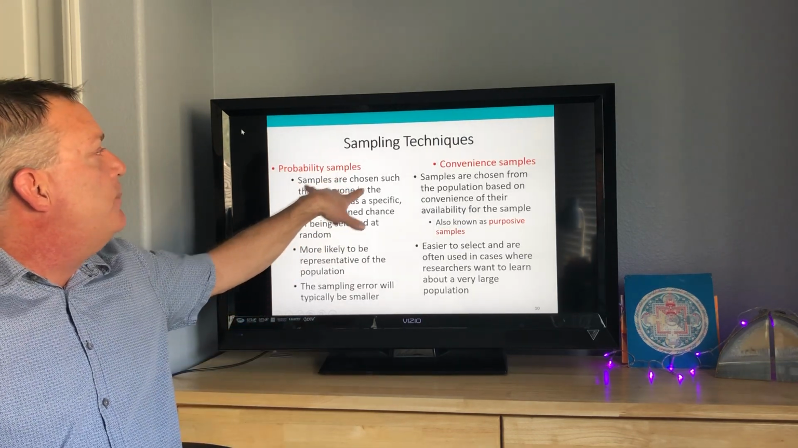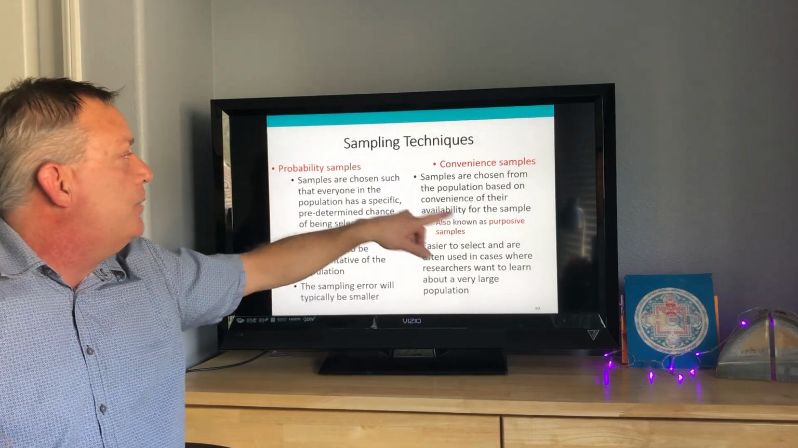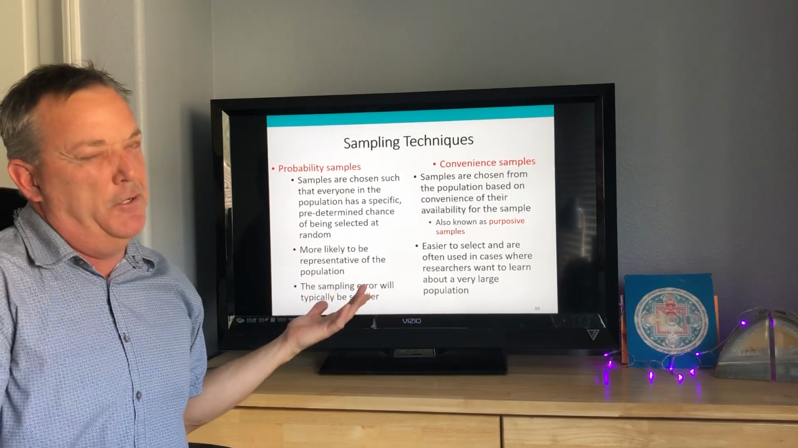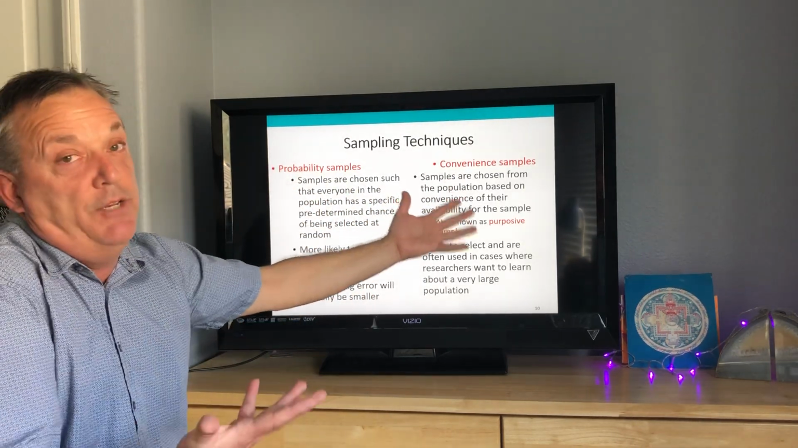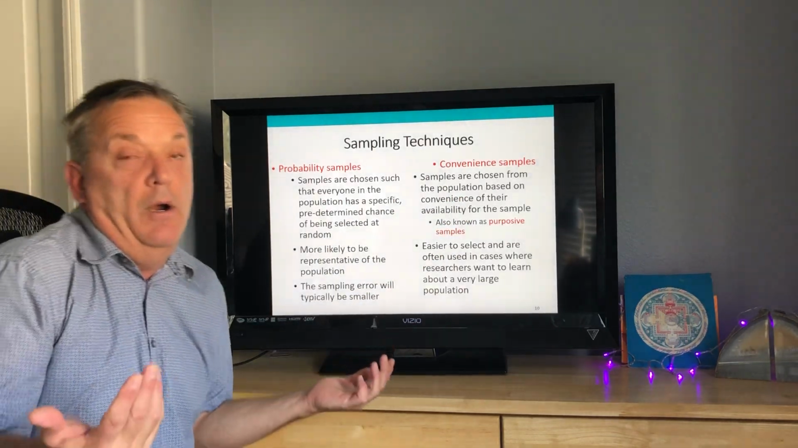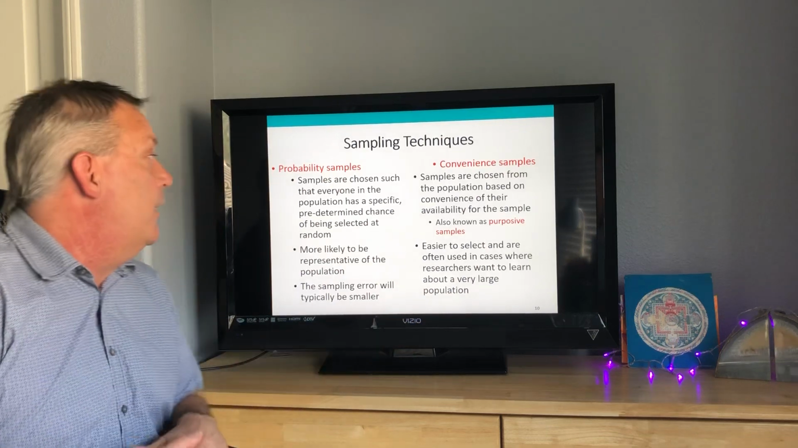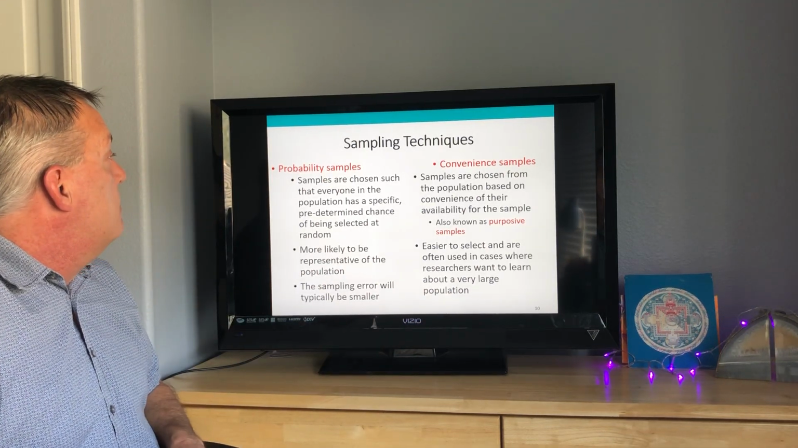Generally, there are two different types of sampling techniques, probability samples and convenience samples, and they really are just as they're described. One has to do with probability, and the other is more about how convenient they are. Who can we get to join our Milgram experiment, or whatever, where we're shocking people or pretending to shock people?